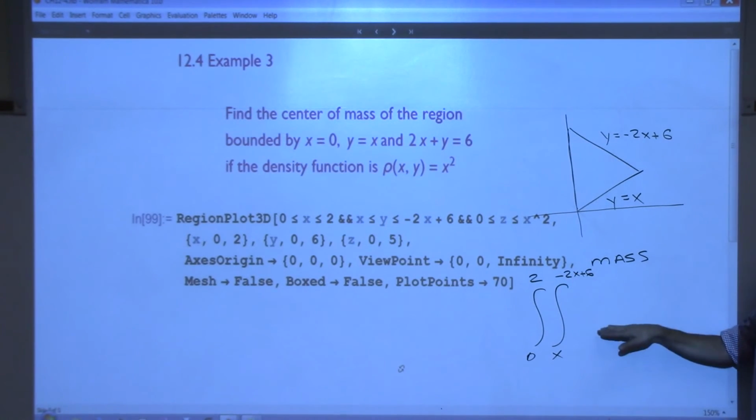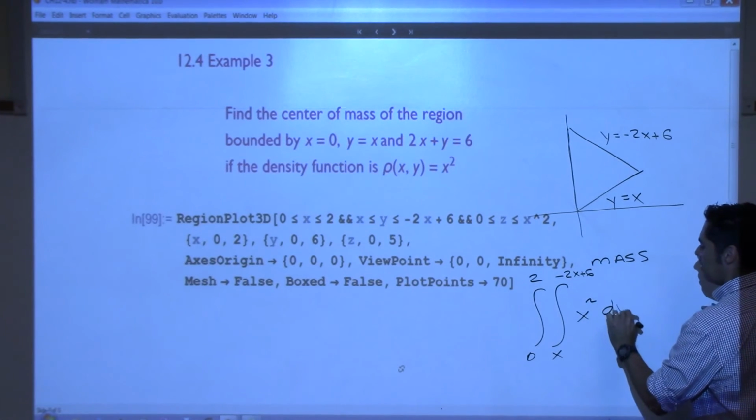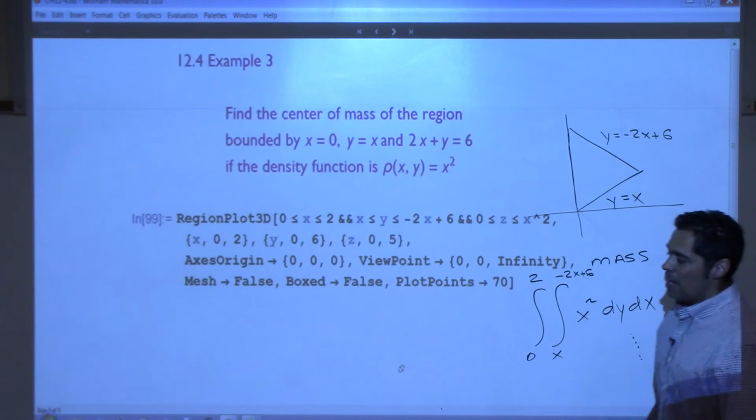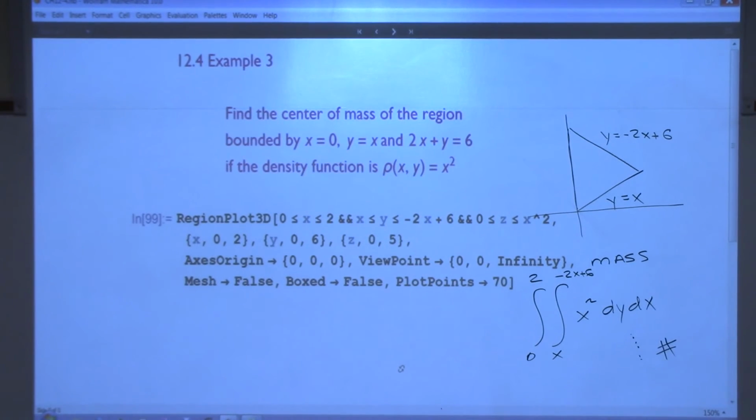Now for mass, what am I integrating? Just the density function, x squared, dy dx. You figure out what this is, and you get a number, right? That's your mass. Put it to the side. You'll need it later. Then you come in here, and you do the moment, right?